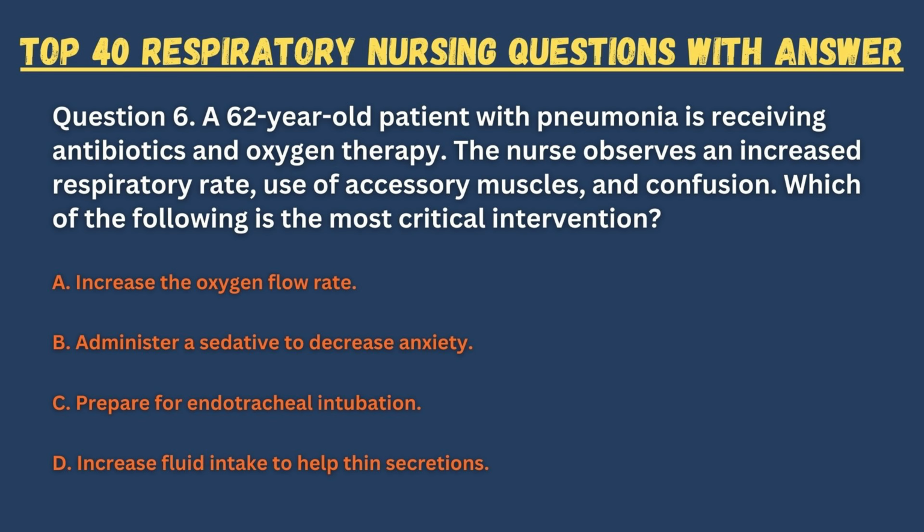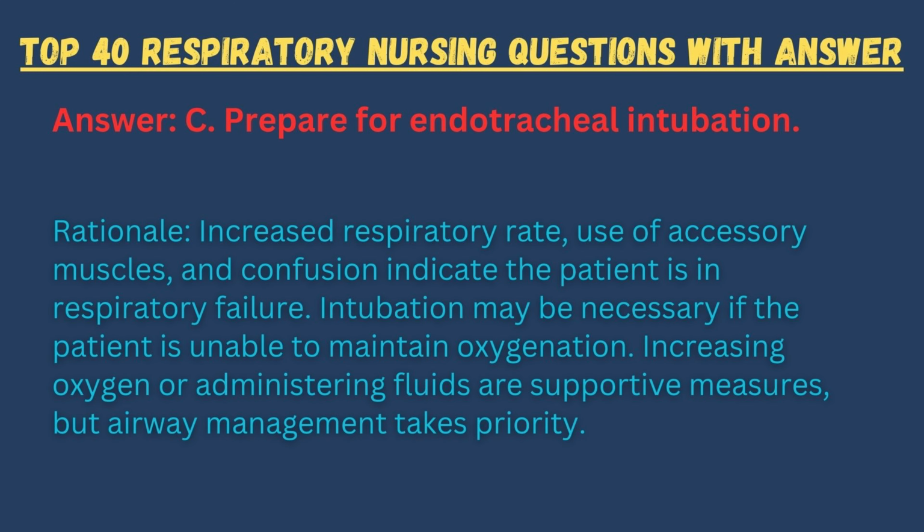Question 6. A 62-year-old patient with pneumonia is receiving antibiotics and oxygen therapy. The nurse observes an increased respiratory rate, use of accessory muscles, and confusion. Which of the following is the most critical intervention? A. Increase the oxygen flow rate. B. Administer a sedative to decrease anxiety. C. Prepare for endotracheal intubation. D. Increase fluid intake to help thin secretions. Answer. C. Prepare for endotracheal intubation.